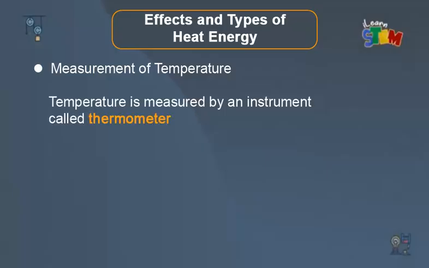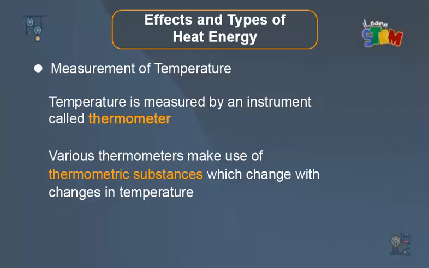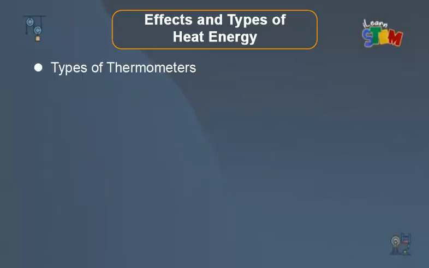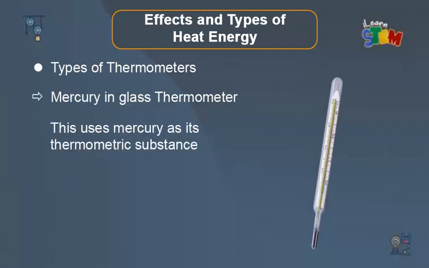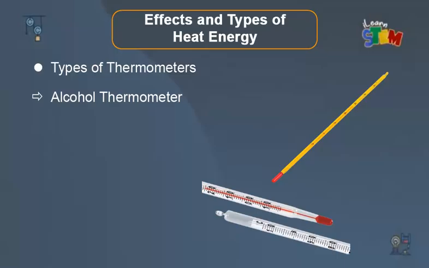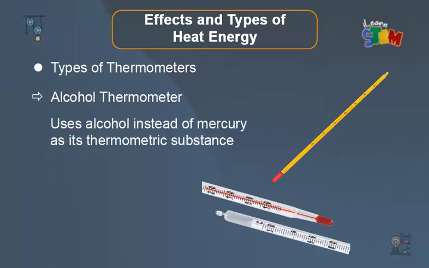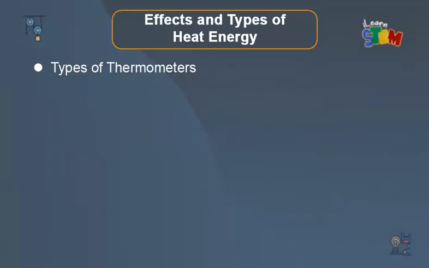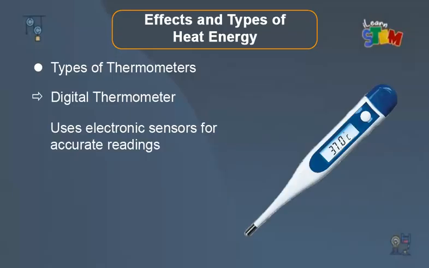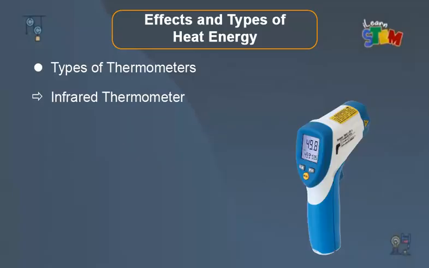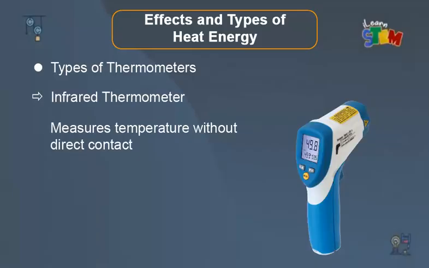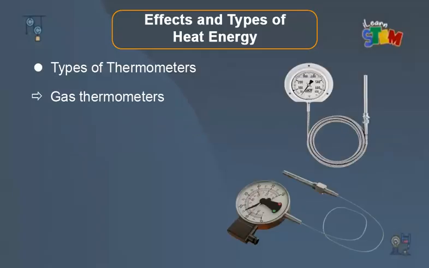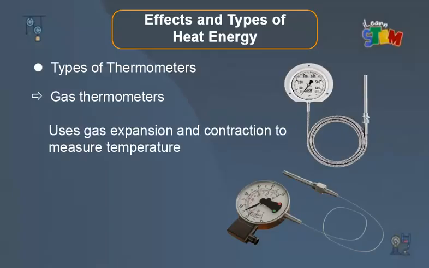Measurement of temperature. Temperature is measured by an instrument called a thermometer. The various thermometers make use of thermometric substances which change with the changes in temperature. There are various types of thermometers. Here are some used mostly. Mercury in glass thermometer: this uses mercury as its thermometric substance. Alcohol thermometer: uses alcohol instead of mercury as its thermometric substance. Digital thermometer: uses electronic sensors for accurate readings. Infrared thermometer: measures temperature without direct contact. Gas thermometer: uses gas expansion and contraction to measure temperature.